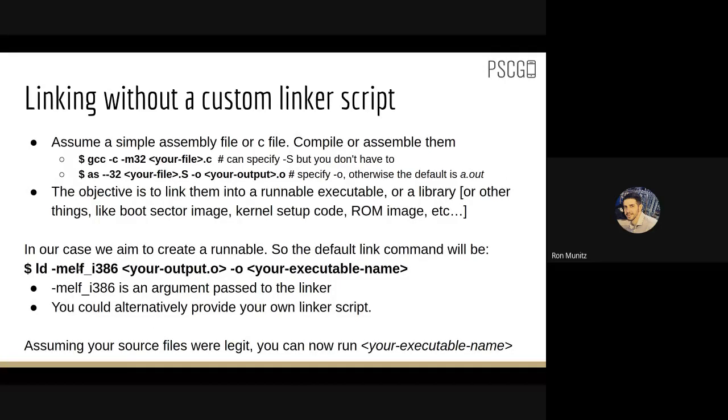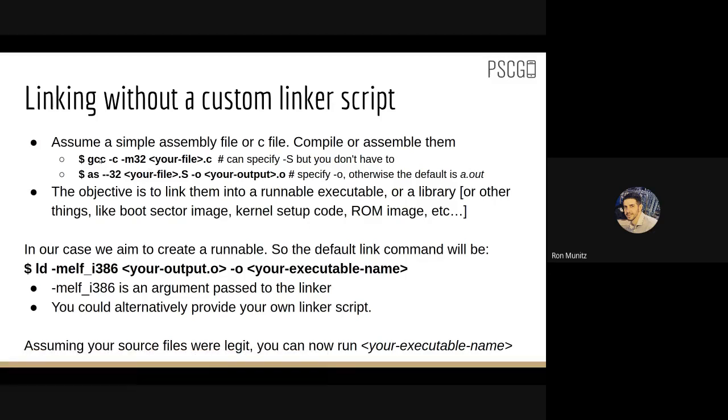Now, if I want to go ahead and create a file, we'll start using the 32-bit x86 architecture. We'll give it the parameter -m machine elf i386. Then, if I have an object file that I compiled or assembled, I can use LD, give it the file, and then -o gives me the output. And then I can run it.